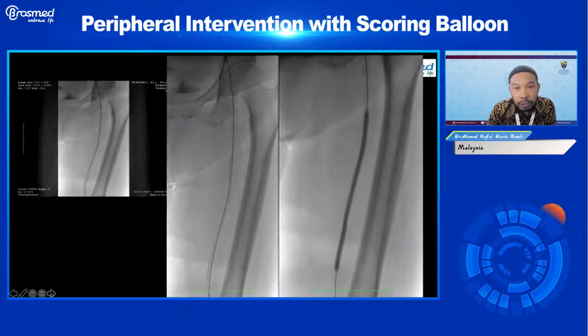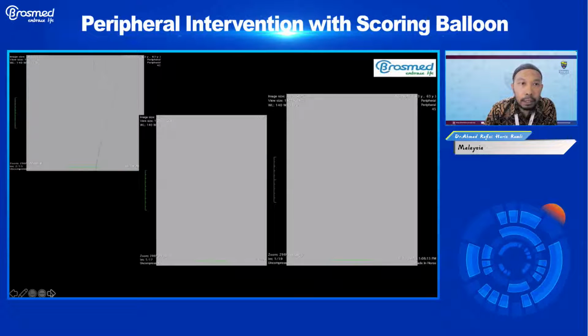But when we put it in, because the lesion was not prepped properly and maybe there is some element of thrombosis, the stent did not expand fully. After the ballooning, it expanded. But okay, the same thing happened. You see, there's no flow within the stent. So there is something else happening.